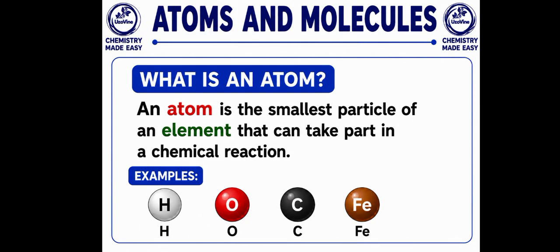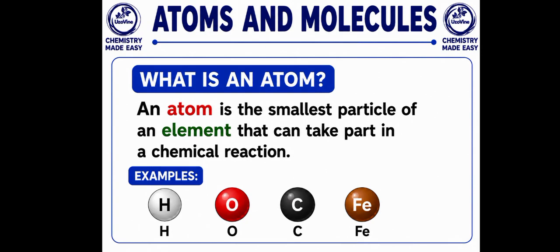What is an atom? An atom is the smallest particle of an element that can take part in a chemical reaction. Example, you can see one hydrogen atom, one oxygen atom, one carbon atom, and one iron atom.